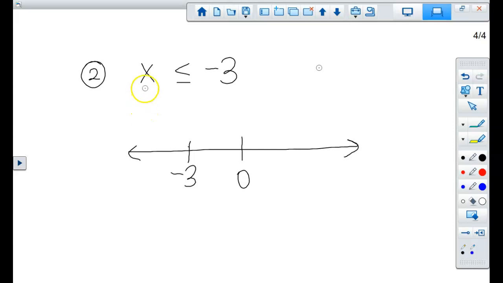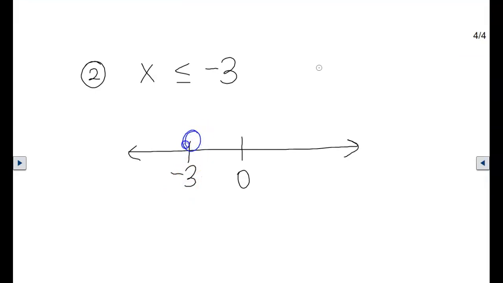Well, this time it says that x is allowed to be equal to a negative 3. So this time I will fill in my circle on that negative 3 to show that that is actually one of the things that x can be. Now, shading. Do I shade to the left of negative 3 or to the right of negative 3? Well, I want my x's to be less than negative 3. So negative 4, negative 5, negative 6, negative 7, and so on. All of the numbers to the left are smaller. All of the numbers to the right are larger than negative 3.